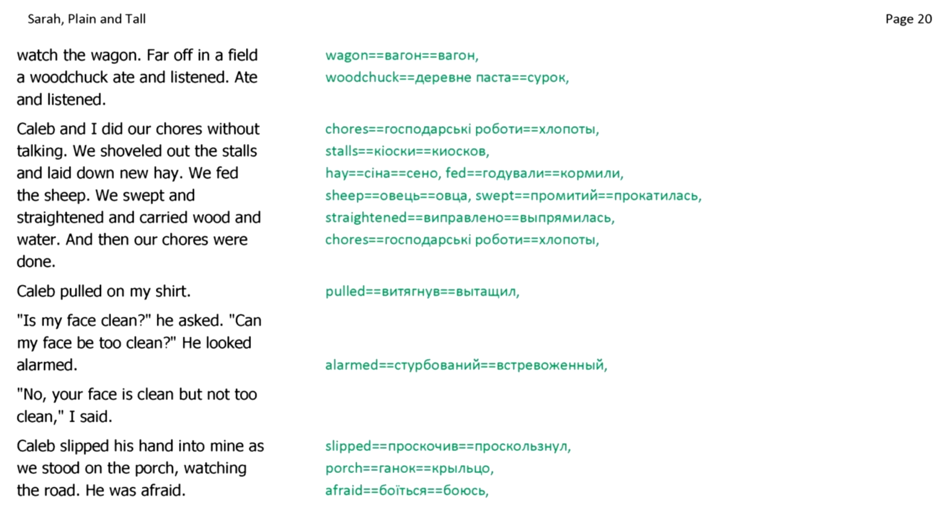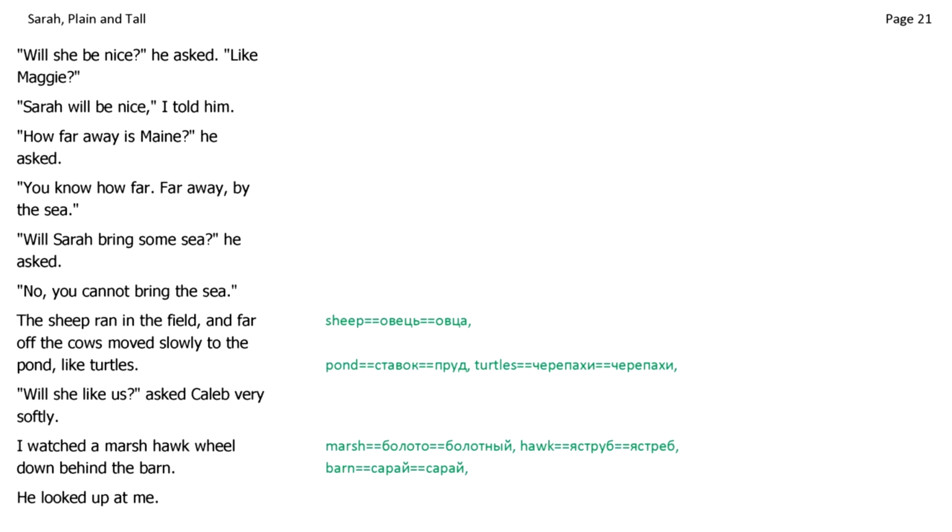Caleb pulled on my shirt. "Is my face clean?" he asked. "Can my face be too clean?" He looked alarmed. "No, your face is clean, but not too clean," I said. Caleb slipped his hand into mine as we stood on the porch watching the road. He was afraid. "Will she be nice?" he asked. "Like Maggie?" "Sara will be nice," I told him.